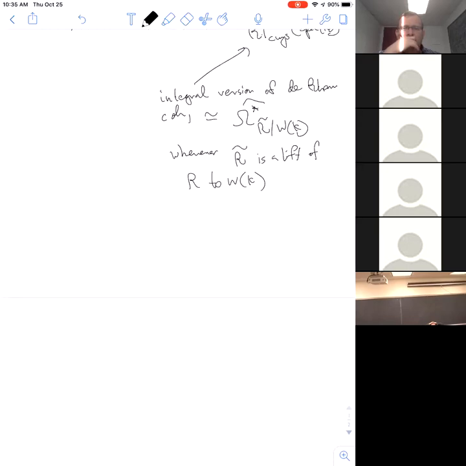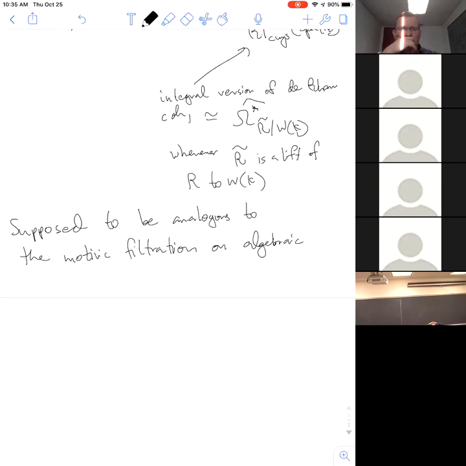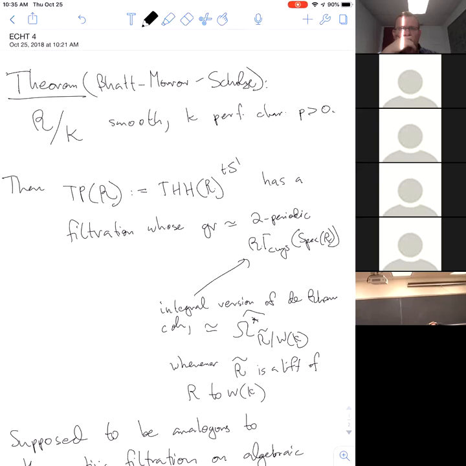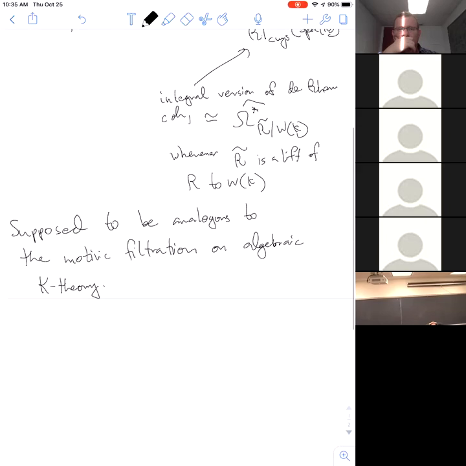Maybe I should also say that this is supposed to be analogous to the motivic filtration on algebraic K-theory, where algebraic K-theory has a filtration whose associated graded is given by motivic cohomology. It's in some ways supposed to be analogous to that, though it's a very different type of setup. For example, this is no longer something which is A1-invariant like algebraic K-theory for smooth rings. So it's analogous, but it's not entirely clear what that analogy is, I think.